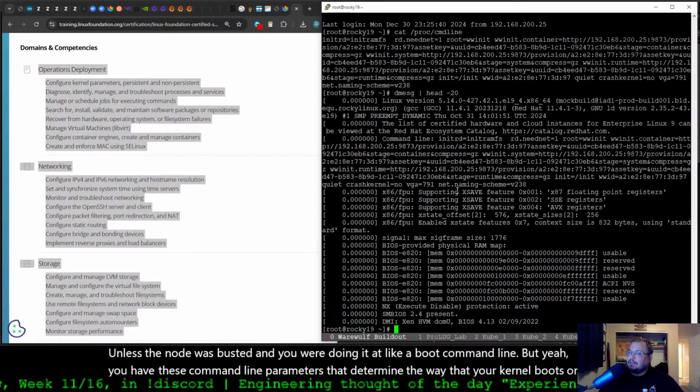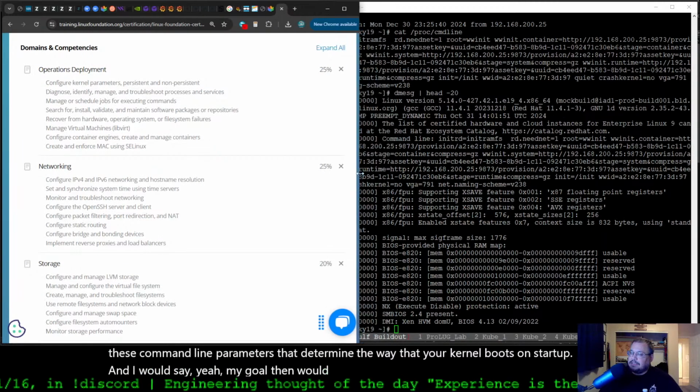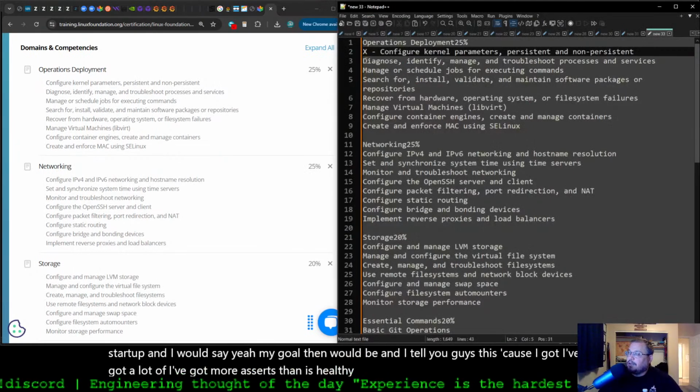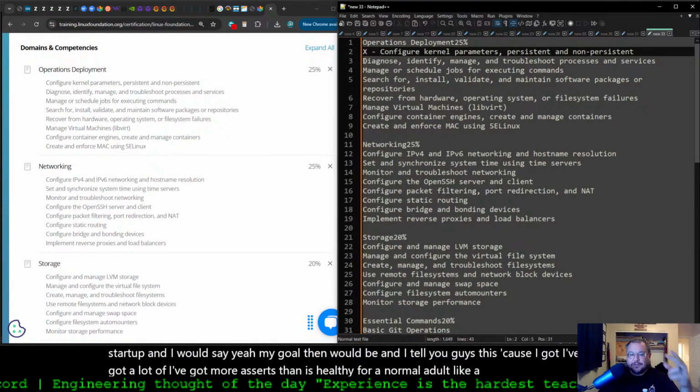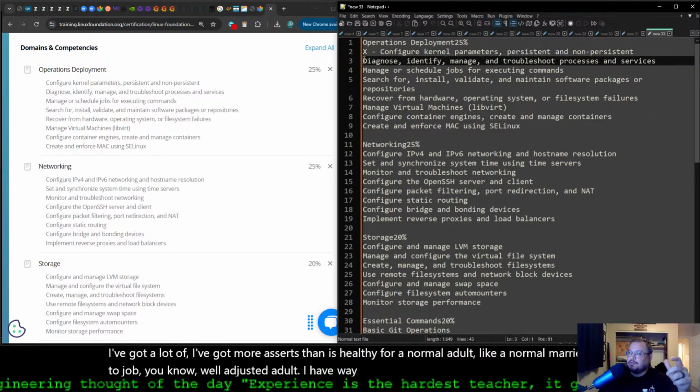And I would say, yeah, my goal then would be, and I tell you guys this because I've got a lot of certs. I've got more certs than is healthy for a normal adult, like a normal married, two-job, well-adjusted adult. I have way more certs than I should, but I was doing them for fun.